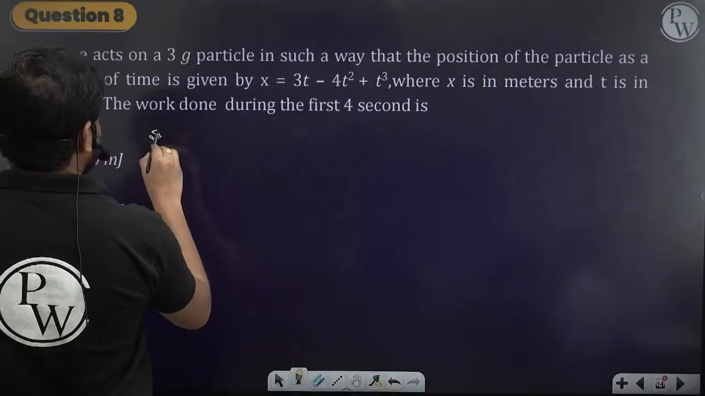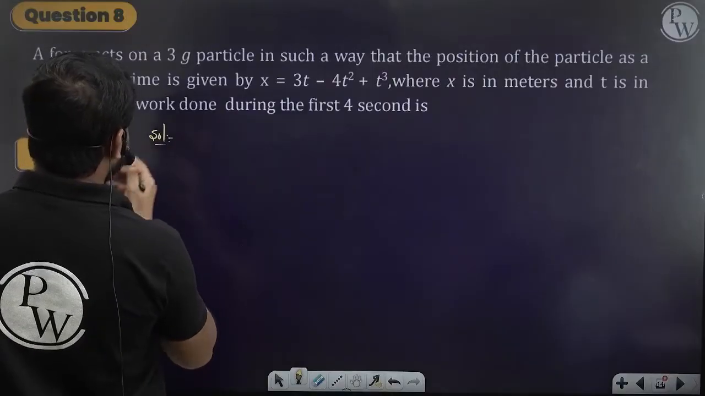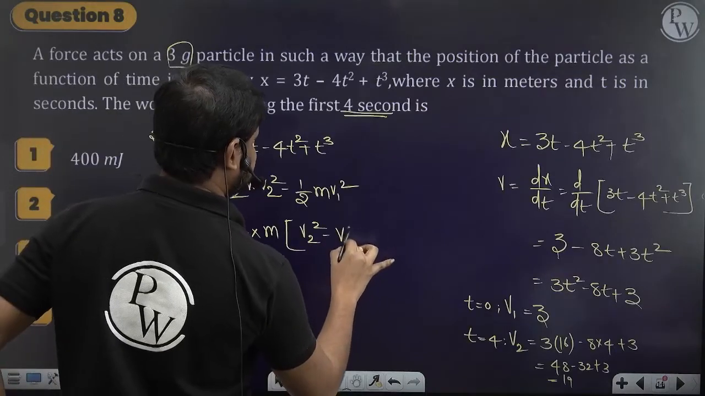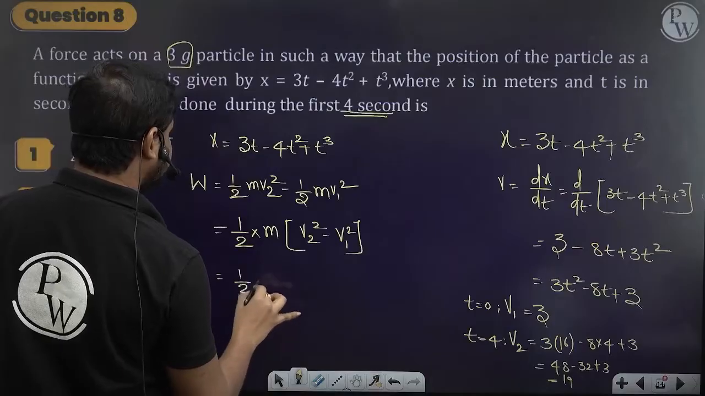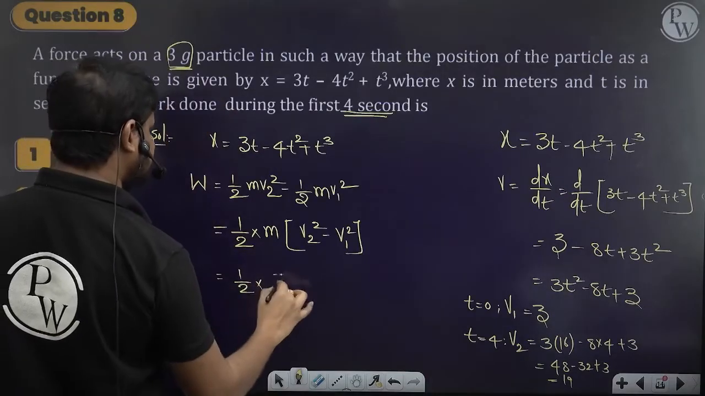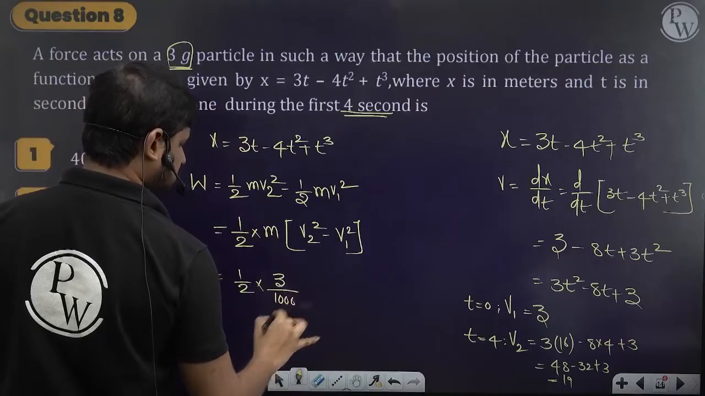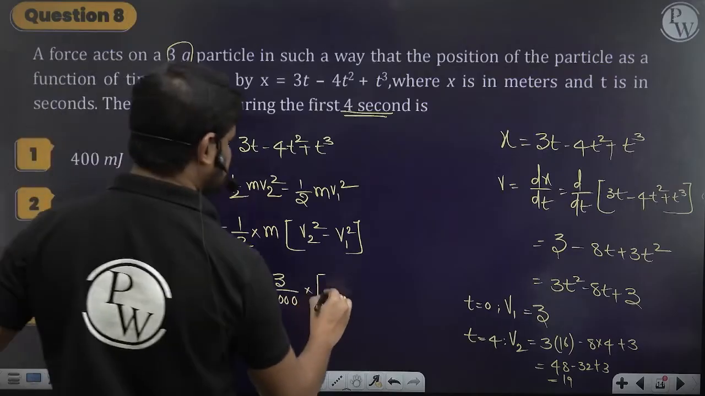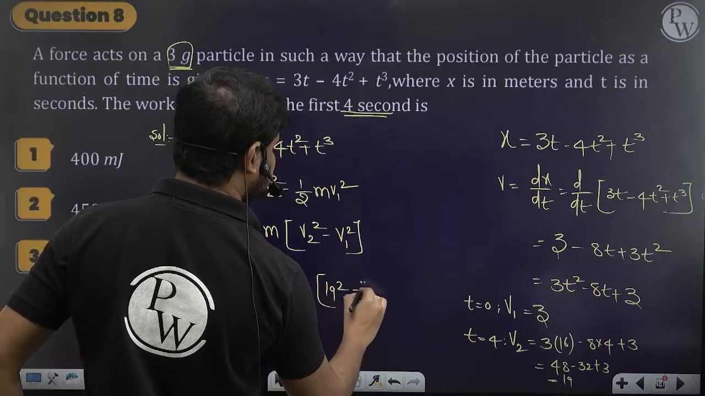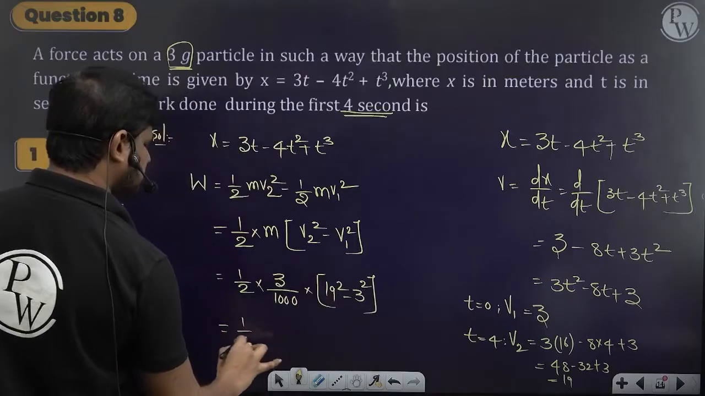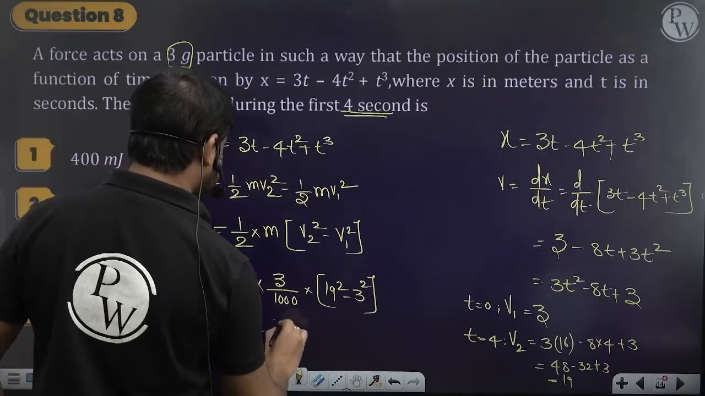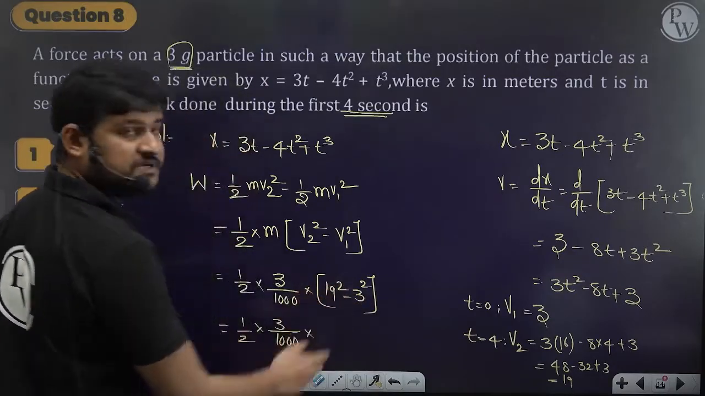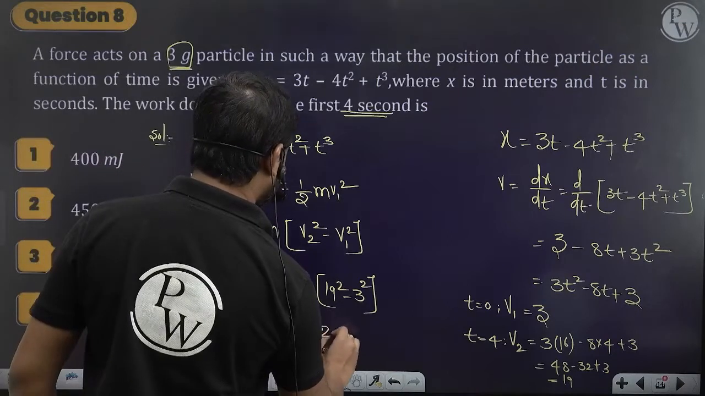So what does the question say? See here, a force acts on a 3 gram particle in such a way that the position of the particle... minus v1 square, right? Half mass is given in grams here, 3 grams, so convert it to kg. So 3 by 1000 into v2 square minus v1 square. What is v2 square? 19 square minus v1 square is 3 square. So let's do this the simple way. Half into 3 by 1000 into 19 plus 3 into 19 minus 3, a minus b into a plus b we can do, which is nothing but 22 into 16.